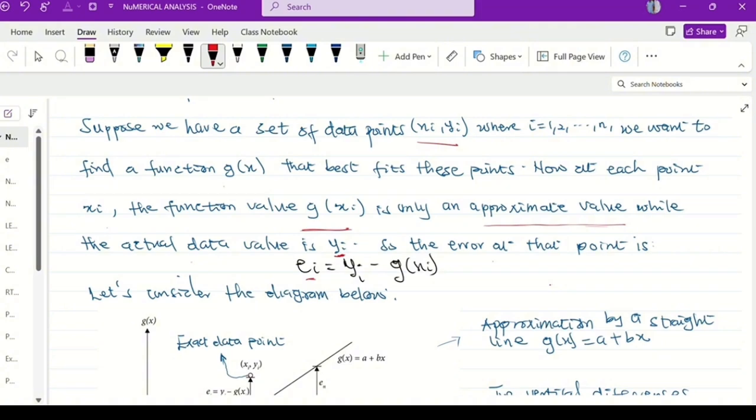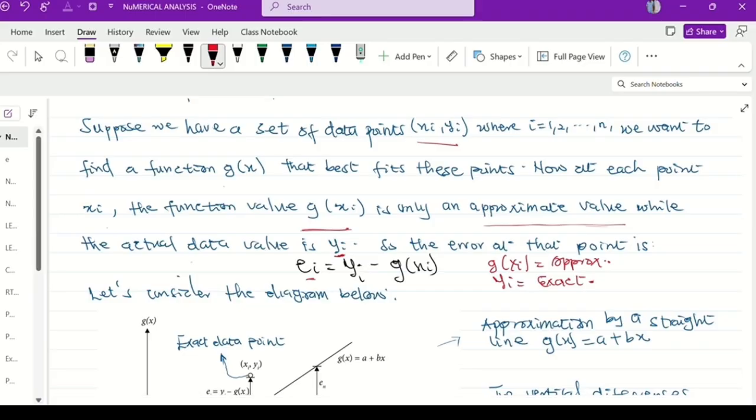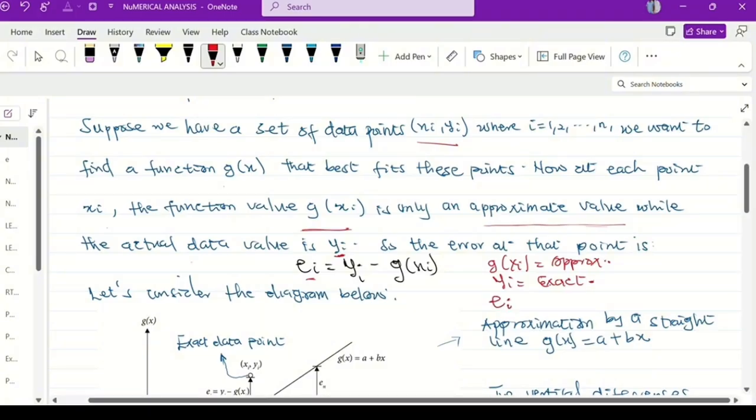We are saying that our g(xi) here is our approximate value, and our yi here is our exact data value. So if you have the exact data value and the approximate value, and you want to find the error, we subtract the approximate value from the exact value. So e here represents our error. So our ei will be the exact data value minus the approximate value. Okay, so that's the error.